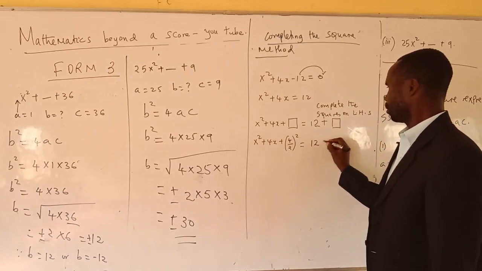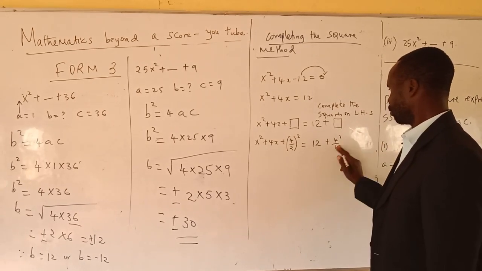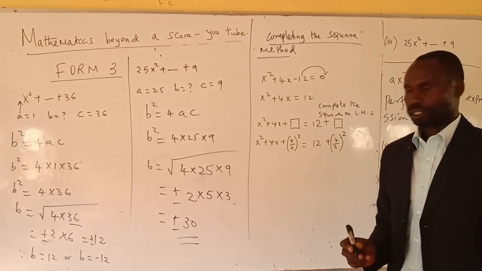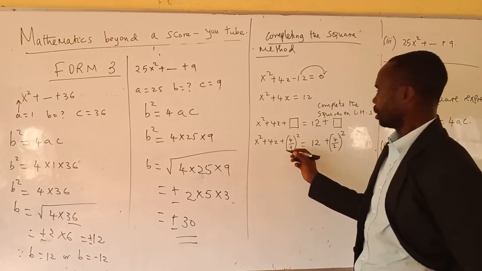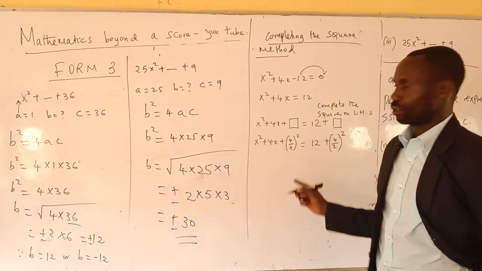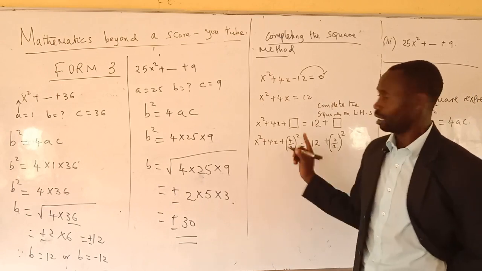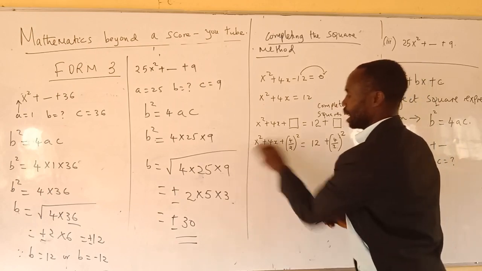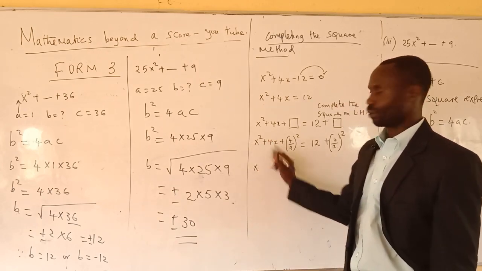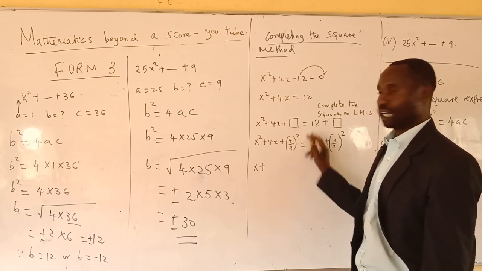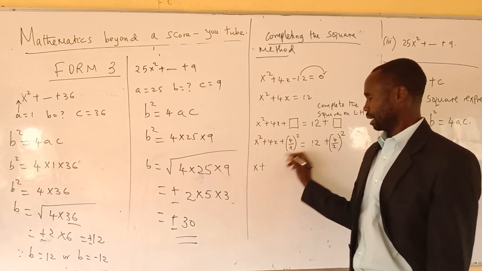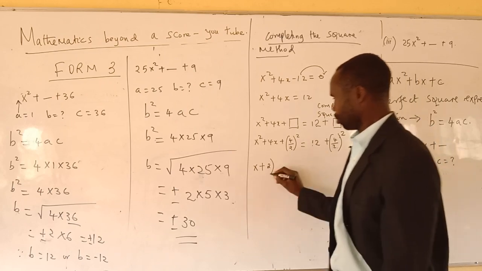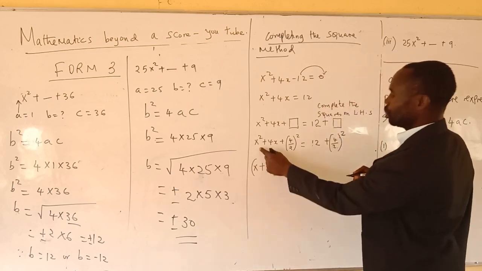This is equal to 12u plus 4 over 2, 4 over 2 over 2, then u square like that. So in this one, you need to factorize. To factorize a perfect square expression is very easy. What you need is the square root of the first term. The square root of x squared is x. The sign that follows it is a plus. The square root of the last term is 4 over 2, which is 2. Then you put a bracket like that and square. If you open this, you will get this.